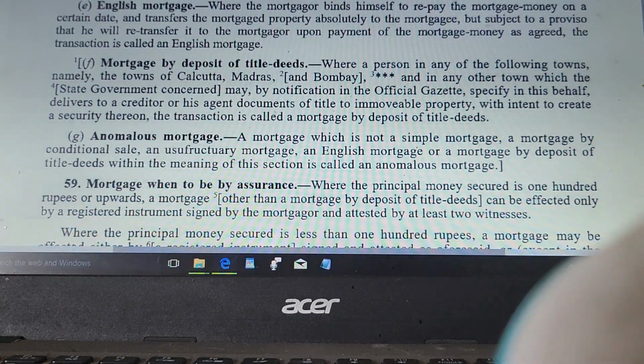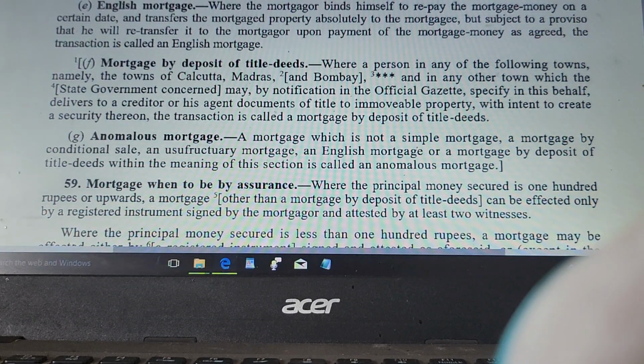(e) English mortgage. Where the mortgagor binds himself to repay the mortgage money on a certain date and transfers the mortgaged property absolutely to the mortgagee, but subject to the proviso that he will retransfer it to the mortgagor upon payment of the mortgage money as agreed, the transaction is called an English mortgage.